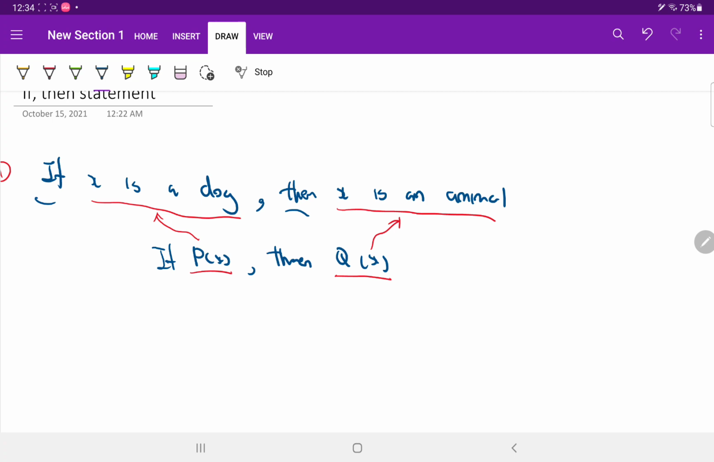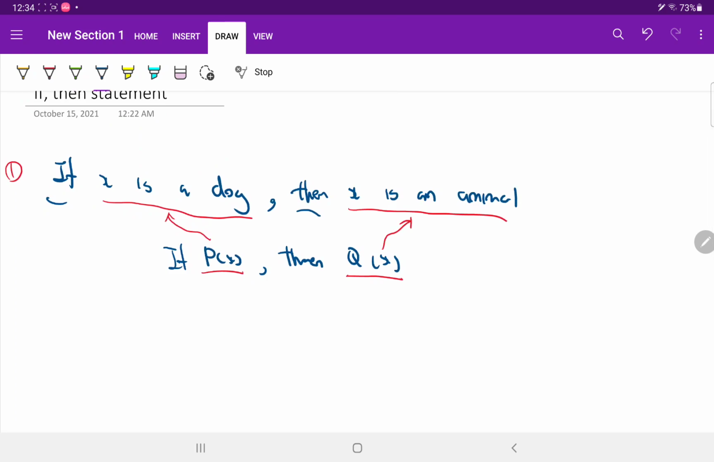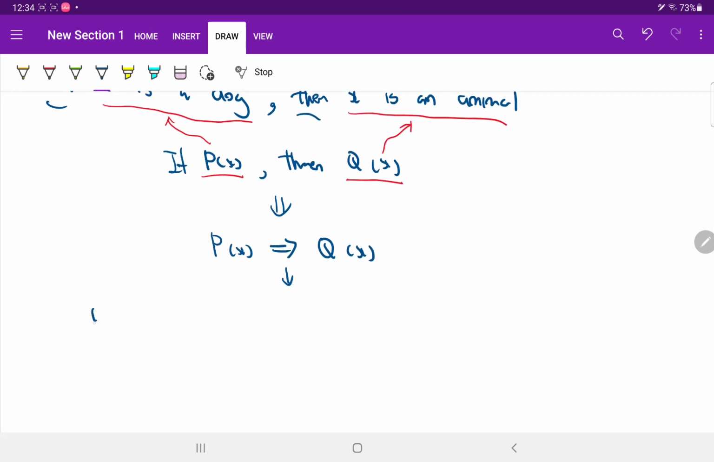Then, in the interest of removing words, mathematicians simplify it further because they don't want any English words in their mathematical statement. So you can simplify it even more to px implies qx. What this implies means is that if px is true, let's actually write that down, because these are the two properties of an if-then statement that I'm going to talk about right now.